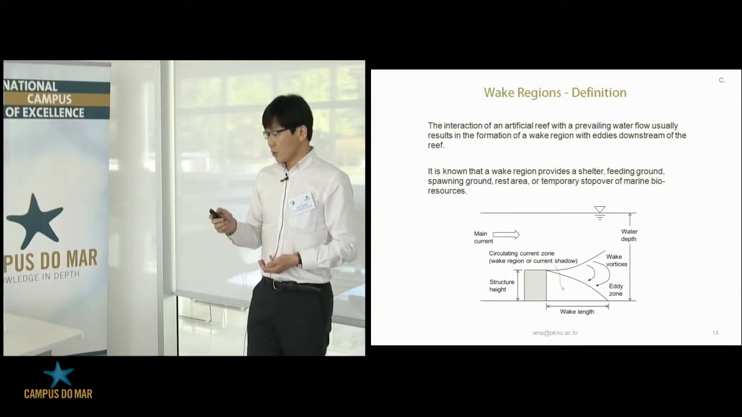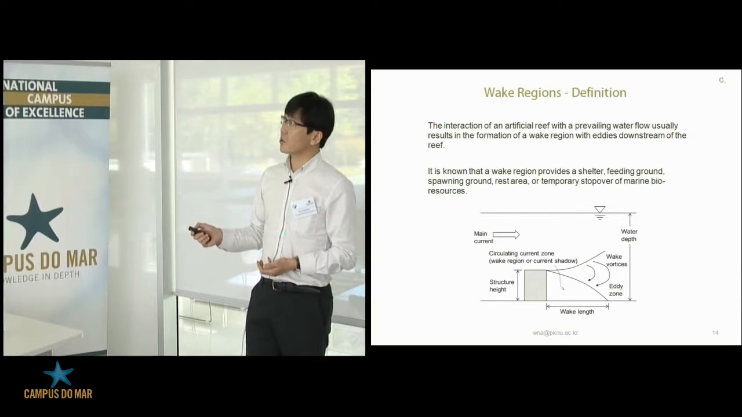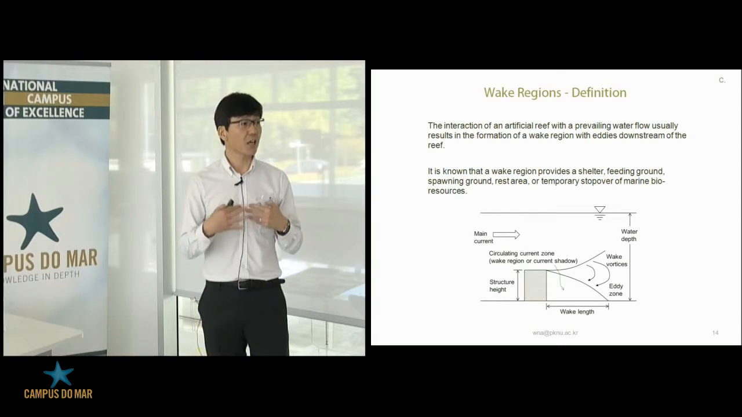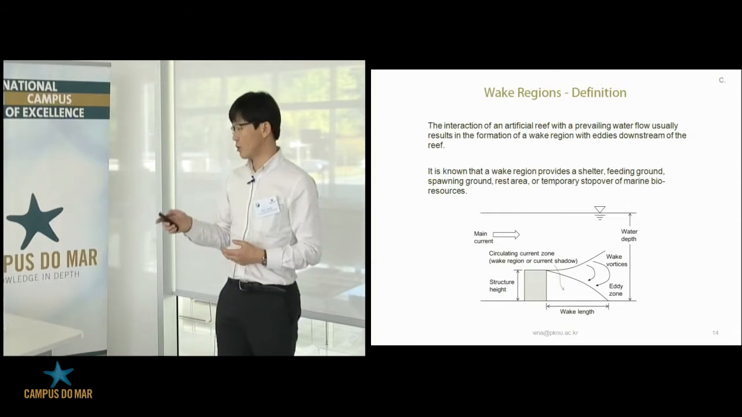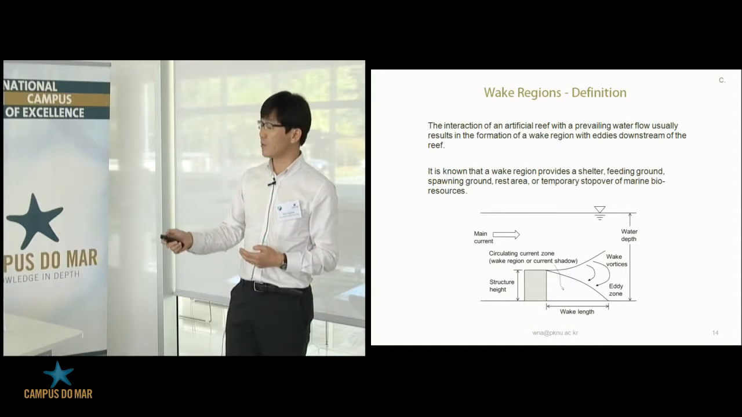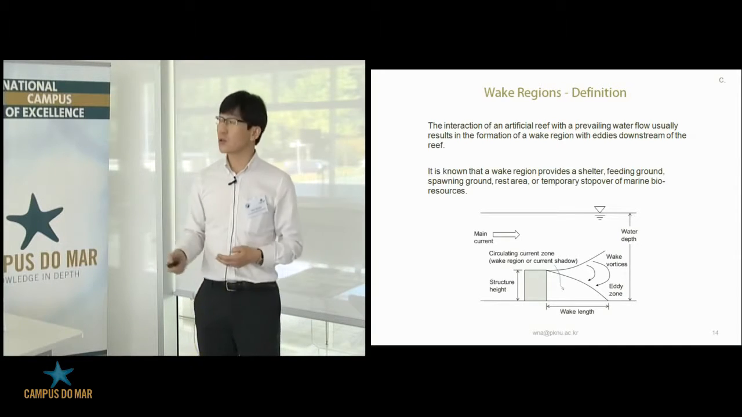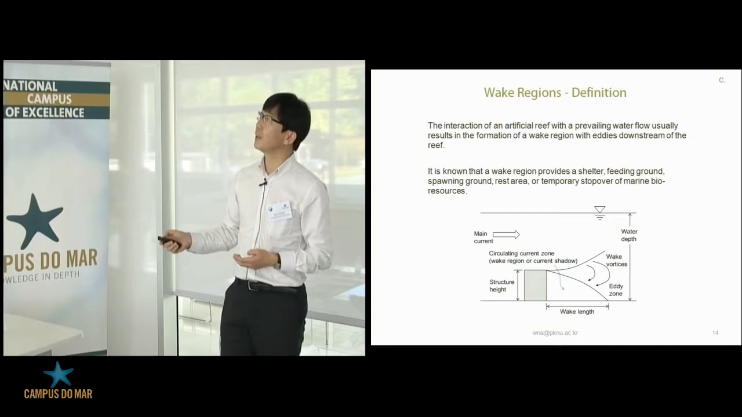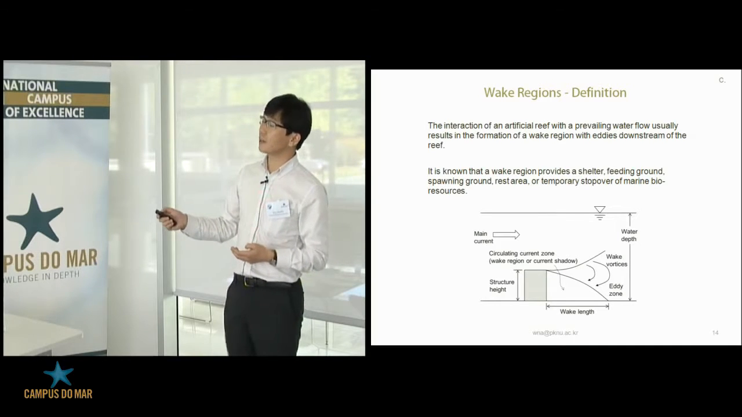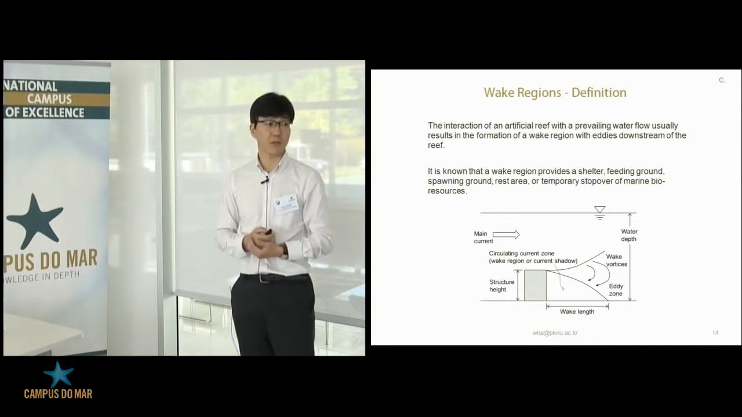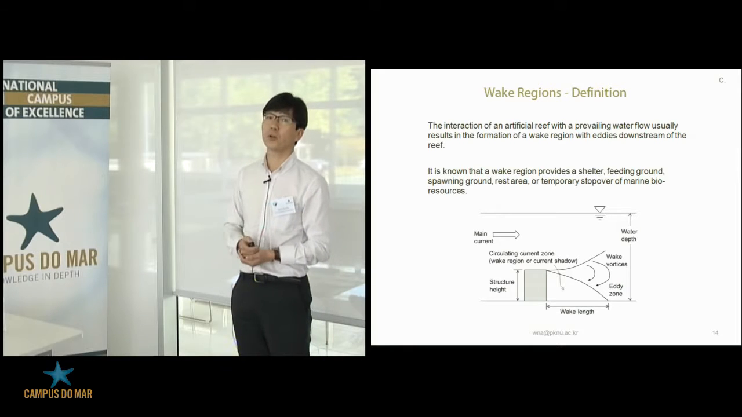And then I'm introducing the wake region here. The wake region is very important because in that region, the marine species save energy. That means the main current comes from the front, and then there is an artificial reef. In that area, the wake region, the water speed is very low compared to the other side. So marine species usually stay here, and this wake region provides shelter, feeding ground, spawning ground, rest area, or temporary stopover for marine bioresources. That region is called the wake region.